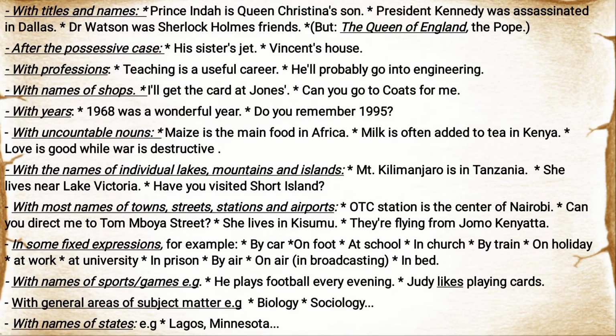With most names of towns, streets, stations and airports. Examples: OTC Station is the center of Nairobi. Can you direct me to Tom Mboya Street? She lives in Kisumu. They're flying from Jomo Kenyatta. In some fixed expressions, for example: by car, on foot, at school, in church, by train, on holiday, at work, at university, in prison, by air, on air, in broadcasting, in bed.